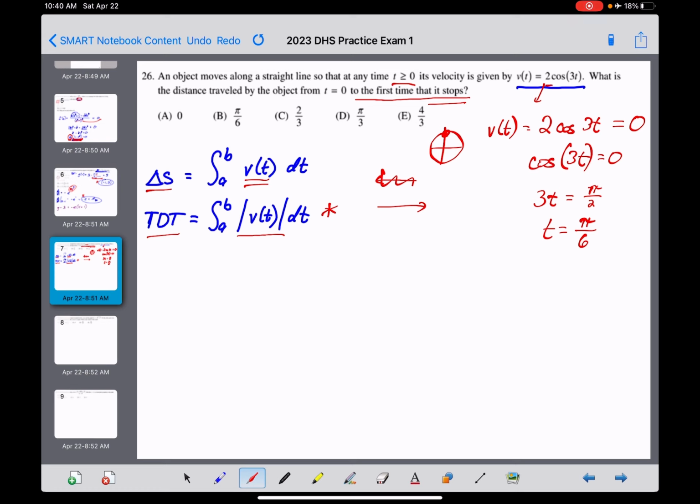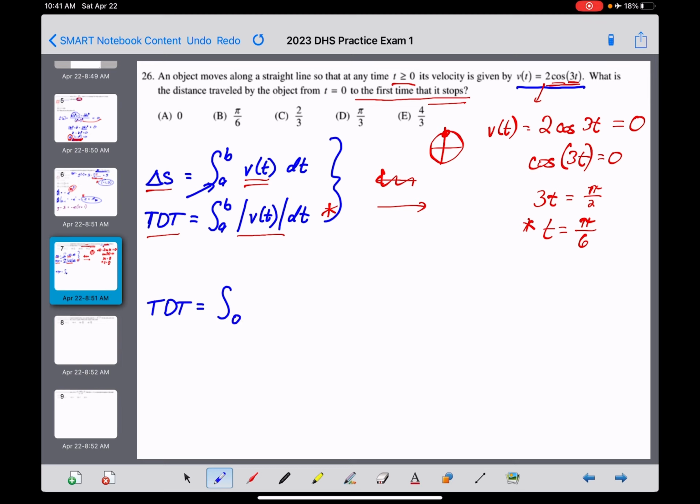And if we think about this velocity function right here, guys, starting at 0, cosine of 0 is positive 1, and it'll stay positive up until the first time that velocity equals 0, which happened, we determined already, at pi over 6. So on this interval, from 0 to pi over 6 seconds, whatever the units of time are, this velocity is always positive, so these two results are going to be exactly the same. So technically, this is a total distance traveled problem, but I can treat it like a displacement problem. I don't need to worry about the absolute value.